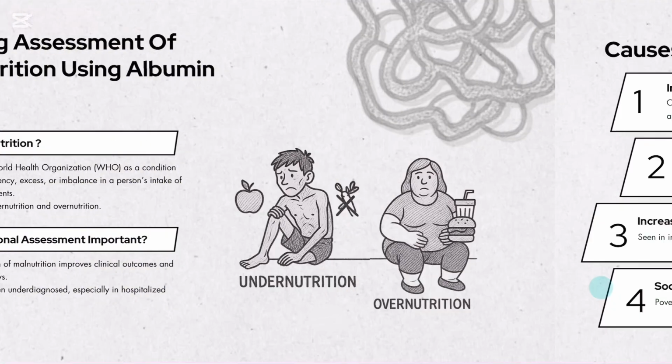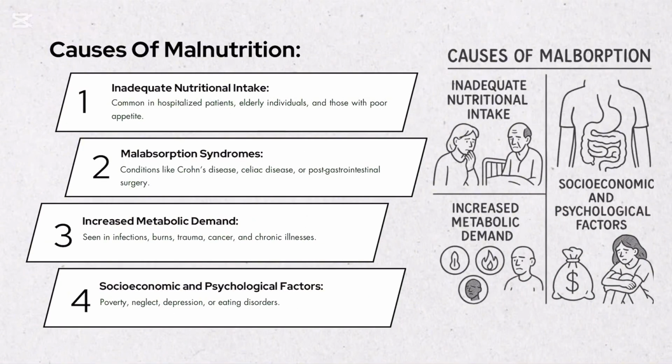Now, let's explore the main causes of malnutrition, which can result from a variety of physiological, pathological, and social factors. First, we have inadequate nutritional intake. This is especially common among hospitalized patients, elderly individuals, and those suffering from poor appetite due to illnesses or medication side effects.